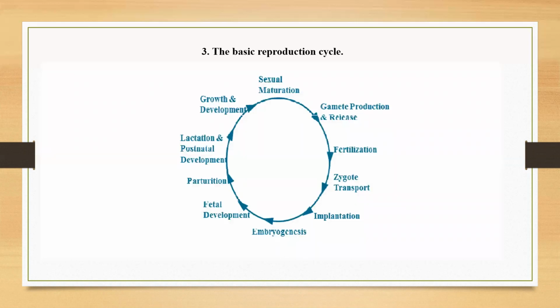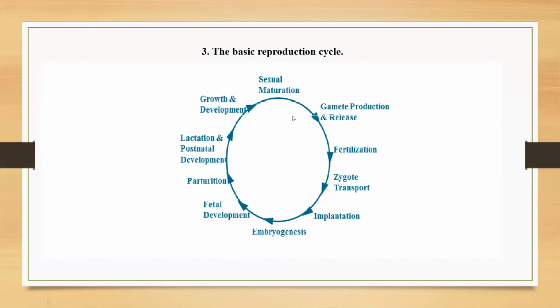Next, let's learn about the basic reproduction cycle. This is the basic reproduction cycle, starting from sexual maturity. Sexual maturity is the capability of an organism to reproduce. In humans, puberty encompasses the process of sexual maturity. That is, in the case of humans, we consider puberty as the time of sexual maturity.